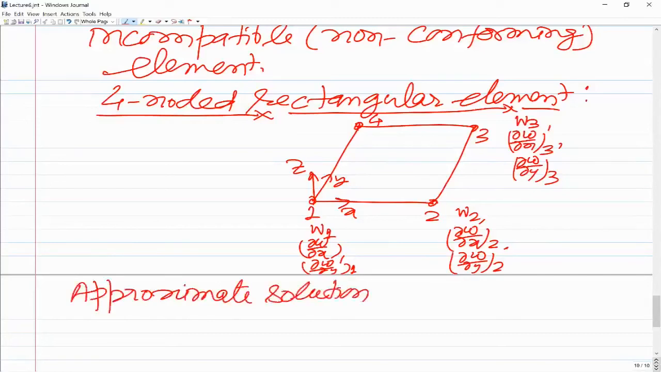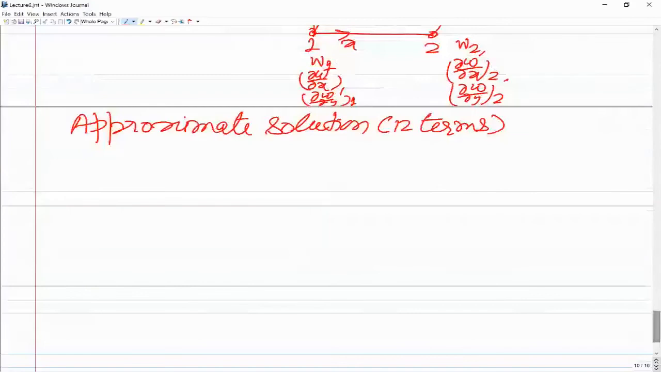So I think I will just explain this, and then I will stop. Approximate solution means it should have 12 terms. Why? Because we have 12 elemental degrees of freedom. So there should be the corresponding 12 constants in the approximate solution when we write the expression for the approximate solution, say W. So we look at what is known as Pascal's triangle.